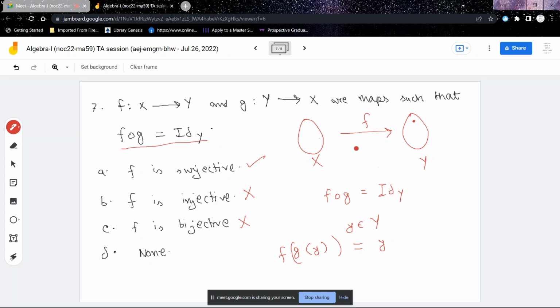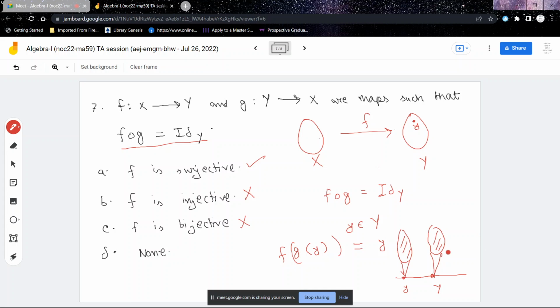Since f is surjective, the pre-image set of y is certainly non-empty. In other words, the fiber of f over little y is non-empty, right? So you can picture things like this. You have y here, and for every element of y, you have a collection of elements of x which map onto that particular element y. You take another element, and again you have the fiber over that element.